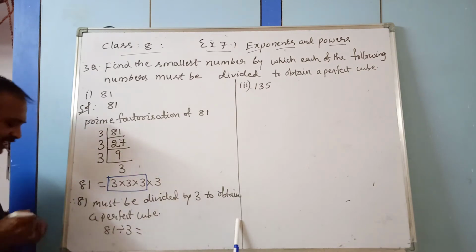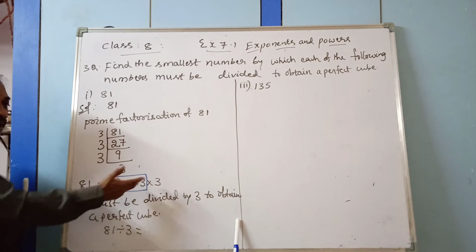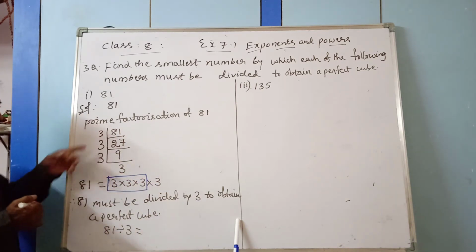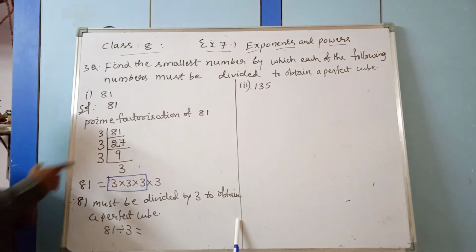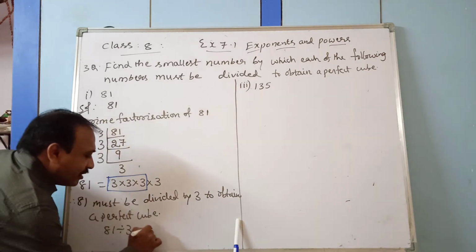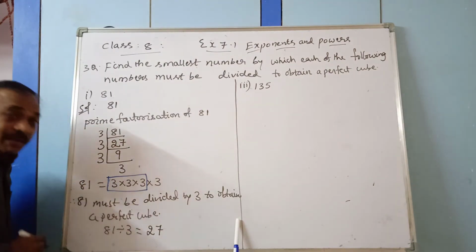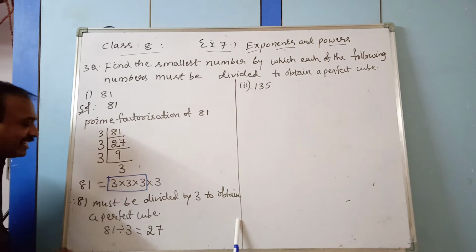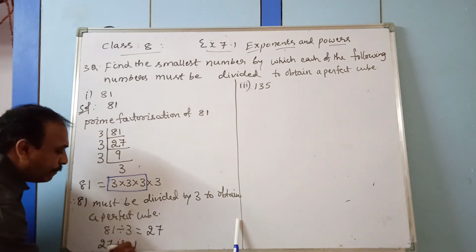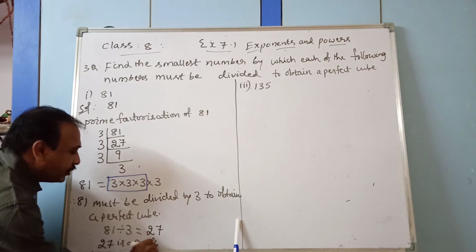What will you get? 81 divided by 3, that means this 3 we are not dividing from this. So when you divide here, what did you get? Observe it. 27. So 81 divided by 3 is equal to 27, which is a perfect cube. 27 is a perfect cube.